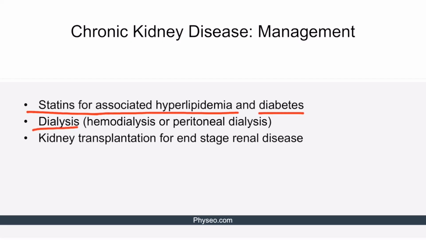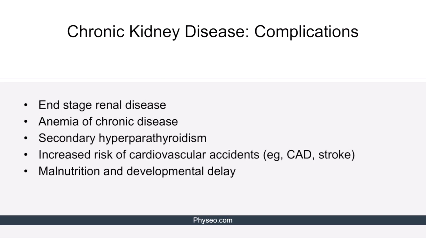Dialysis is required if supportive management fails. We will continue this in detail at the end of this lecture. Kidney transplantation is the end resort for end-stage kidney disease. Complications of chronic kidney disease are widespread. First and foremost is end-stage renal disease where literally the kidney shuts down. Another common complication is anemia of chronic disease, which can be managed by providing erythropoietin.